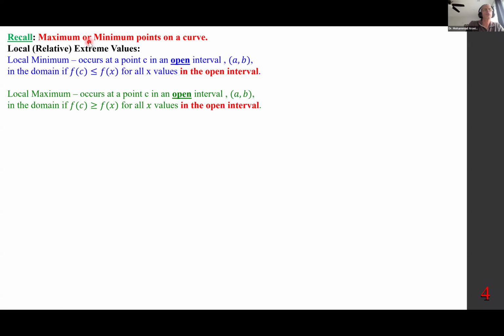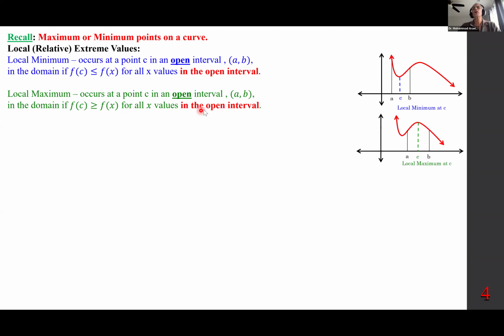Recall maximum or minimum points on a curve, local or relative extreme values. Local minimum occurs at the point c in an open interval a to b in the domain if f of c is less than or equal to f of x for all x values in the open interval. Local maximum occurs at the point c in an open interval a to b in the domain if f of c is larger than or equal to f of x for all x values in the open interval. Meaning, in short, peaks and valleys. This is the local min, this is the local max, this is the local min, this is the local max.